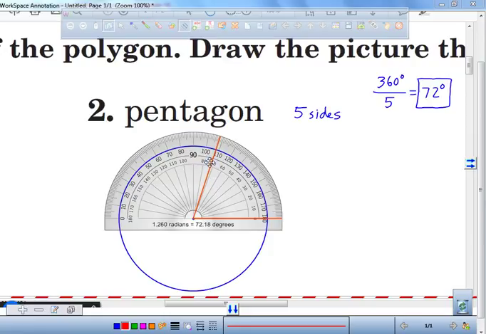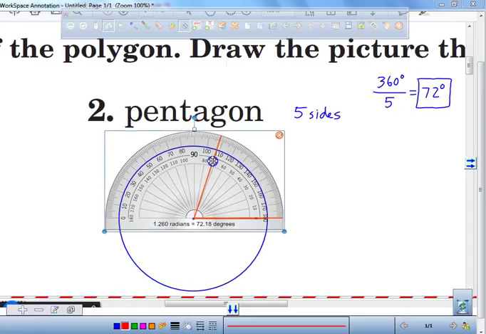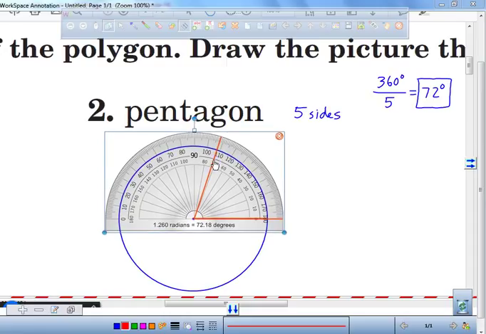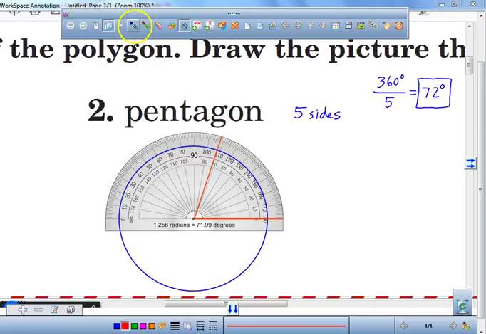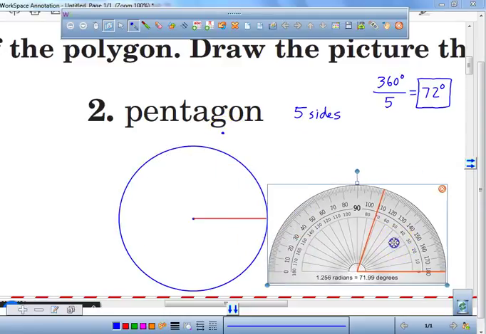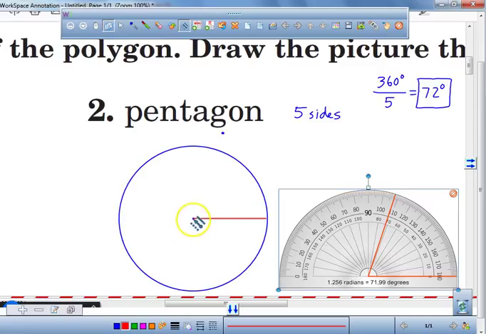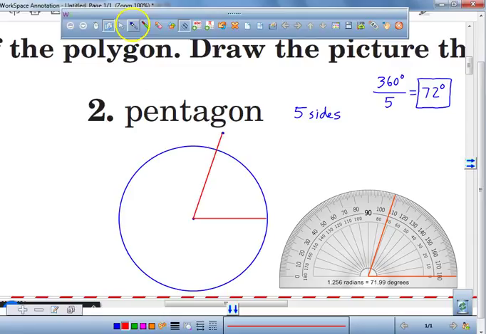Oh, it's a 70. Okay, I'm going to leave it at 71.99. That's about as close as I can get. We're going to put a point right here. Move the protractor. Draw in that line. That's 72 degrees. Okay? So that's 72 degrees.